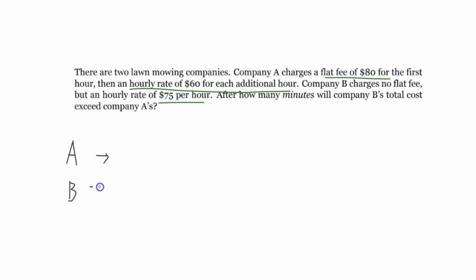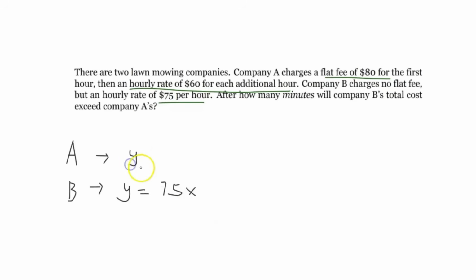Company B's equation is pretty straightforward. We're just going to write y equals, where y equals the total cost of their services, and x in our case will be the total number of hours. They don't have a flat fee and they just charge $75 per hour. So we're going to write this as 75x, and we're done with that part. Now we've got to find the equation for A.